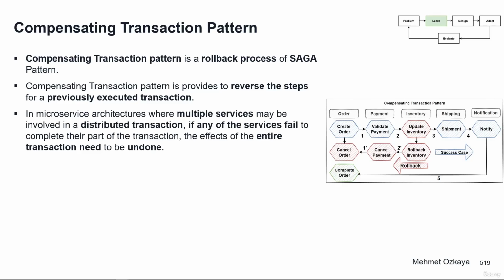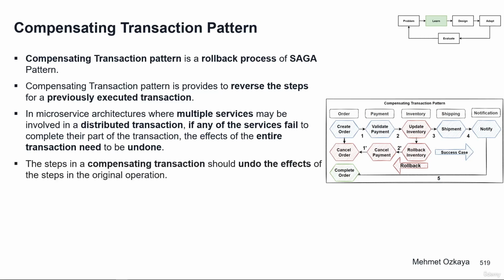This pattern is often used in microservice architectures where multiple services may be involved in a distributed transaction, and if any of these services fail to complete their part of the transaction, the effects of the entire transaction need to be undone. That means the steps in a compensating transaction should undo the effect of the steps in the original operation. In a microservice architecture, the compensating transaction pattern can be used to ensure that the changes made by a transaction are properly undone if an error occurs or if the transaction needs to be rolled back.